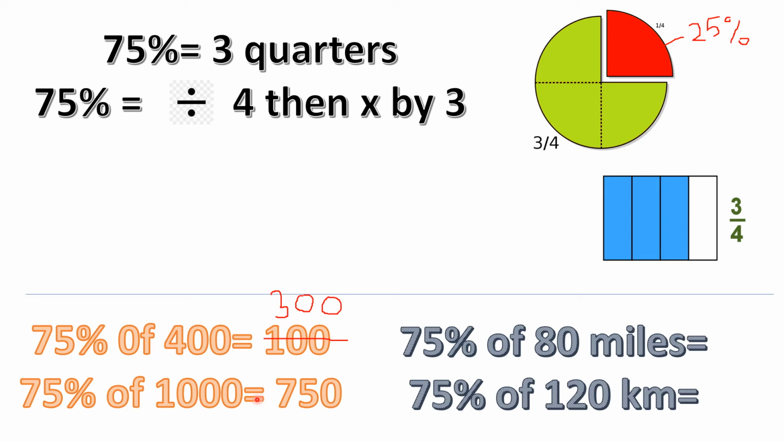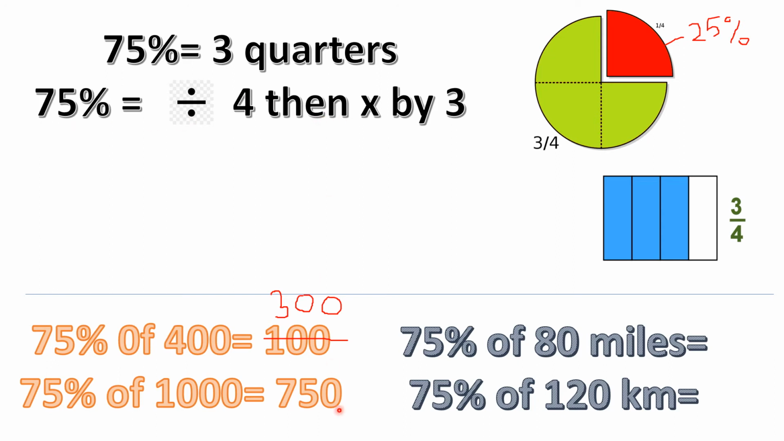75% of 1000. Okay, so let's divide it by 4. 1000 divided by 4 equals 250. And then if we multiply by 3, 250 times 3 is 750. Okay, so that's the way we work out 75% of a number.